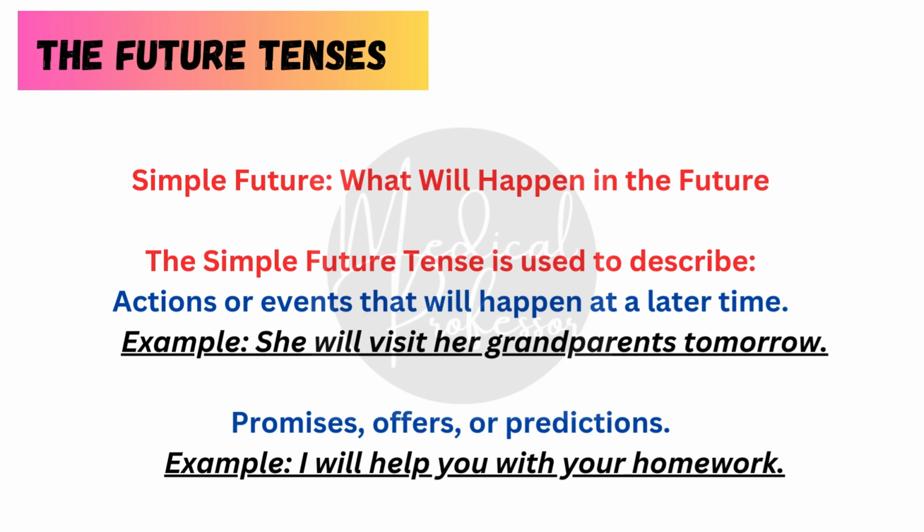Future tenses. Simple future. What will happen in the future? The simple future tense is used to describe actions or events that will happen at a later time. For example, she will visit her grandparents tomorrow. It also describes promises, offers, or predictions. For example, I will help you with your homework.